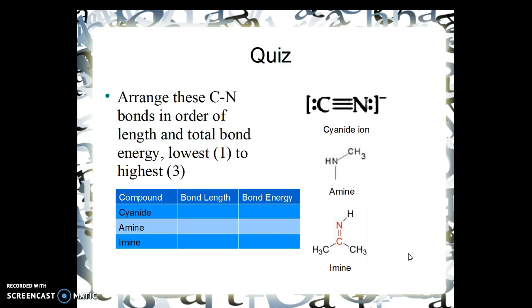Turn the video off and then turn it back on to see the answer. Here are your answers. As you can see, the cyanide has the lowest bond length, but the highest bond energy because of the triple bond and the high electron density here. And the amine, having a single bond, has a bond order of 1. Its bond length is the highest, the third, and the bond energy, of course, would be the lowest.